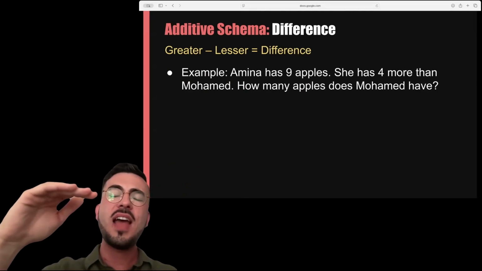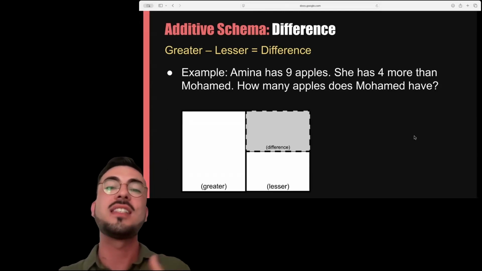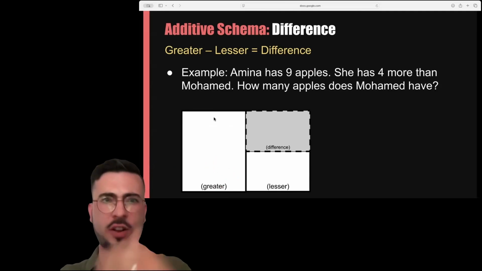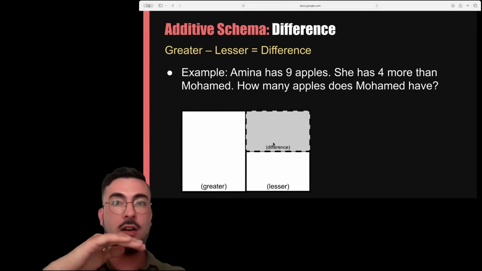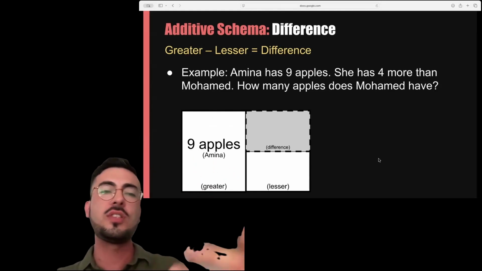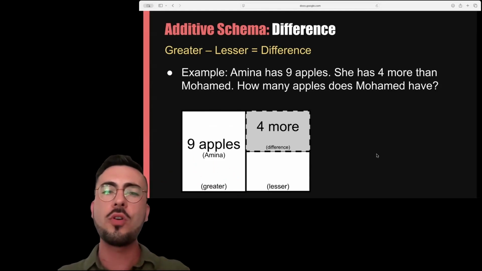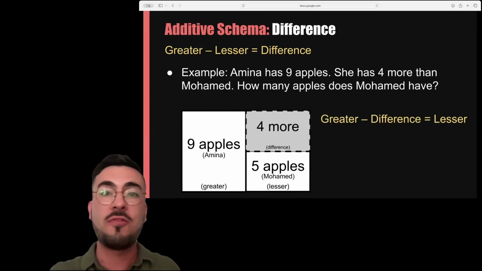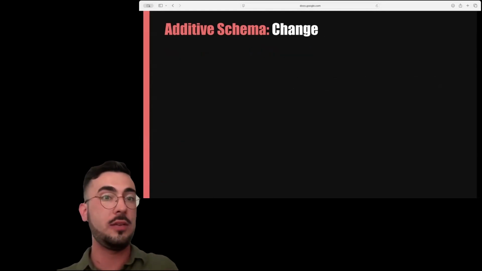If Amina has more than Mohammed, what does that look like? And they have a second graphic organizer that they memorize. The greater is taller. This is very intuitive for students. The lesser is shorter. And that gap between the greater and the lesser, that is your difference right there. Okay, so students can realize if Amina has more, that's the greater amount. She's got 4 more than Mohammed, that's going to be a difference. So 9 minus 4, oh, Mohammed's got 5 apples. Way more effective than a keyword strategy.